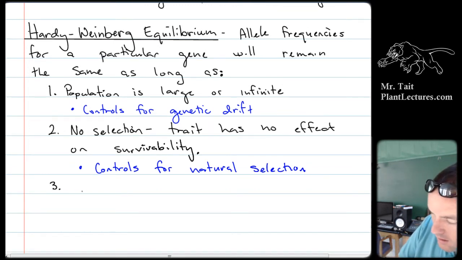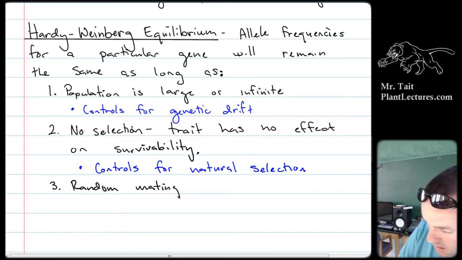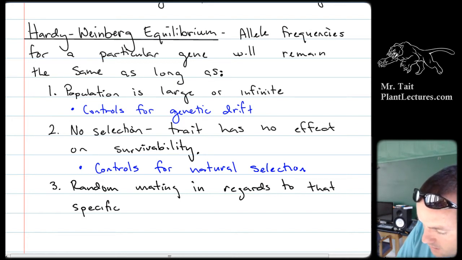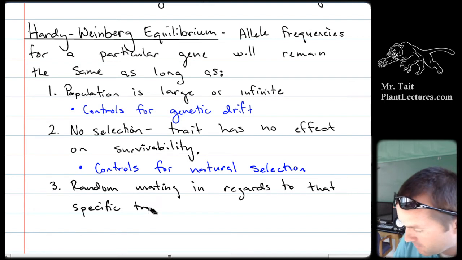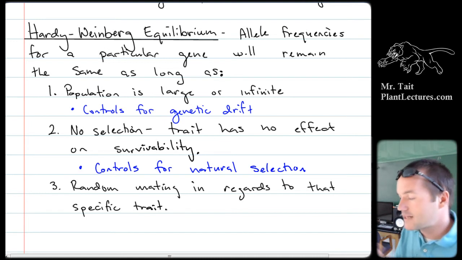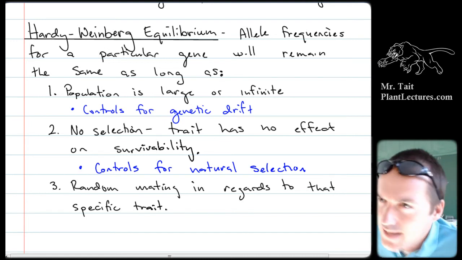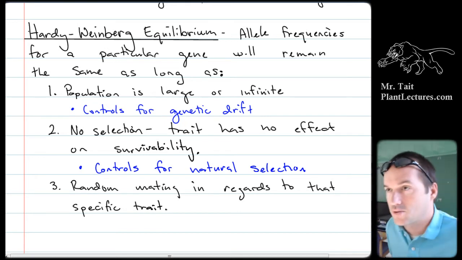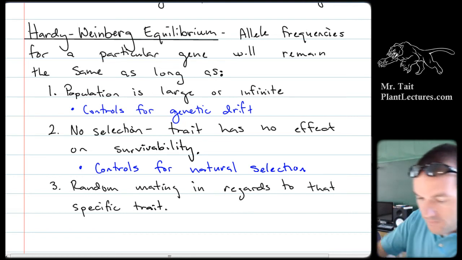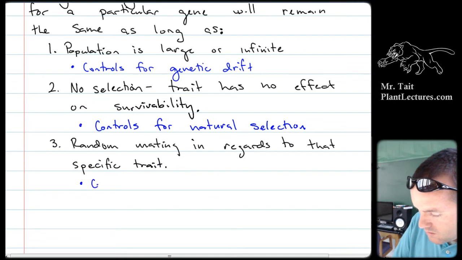Condition number 3, random mating in regards to that specific trait. Okay, so this has to be a trait that is not only not selected for in sexual selection, but also can't be linked to anything that is sexually selected for. Controls for sexual selection.